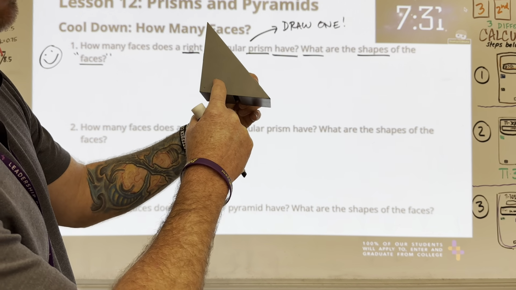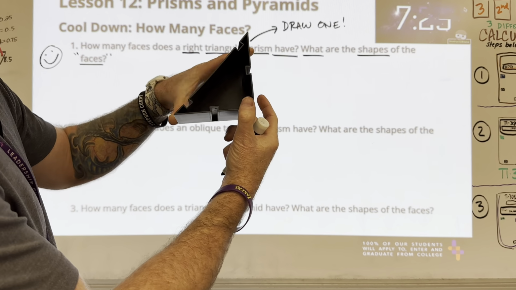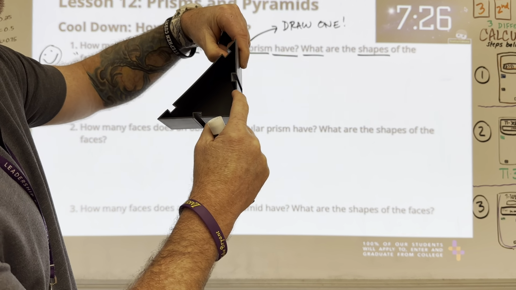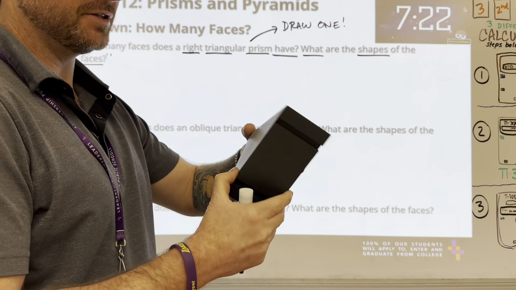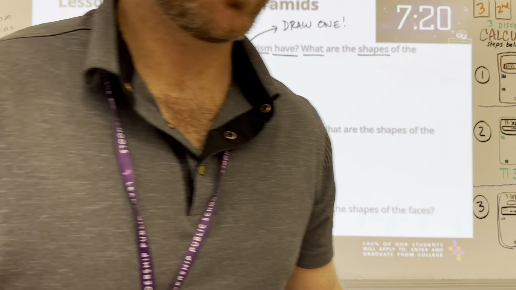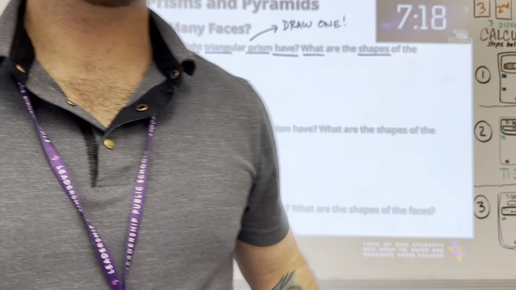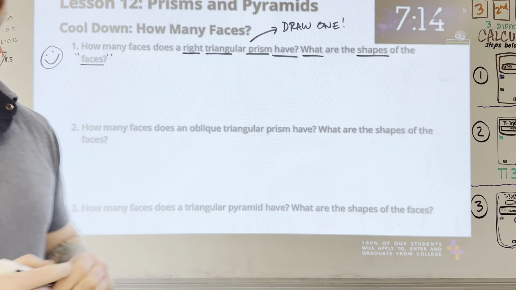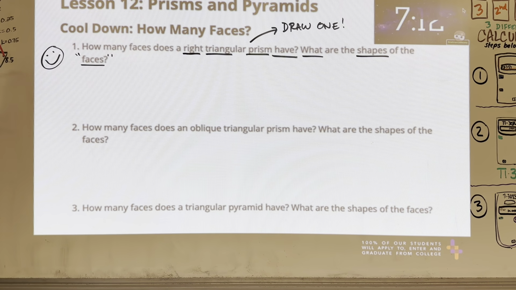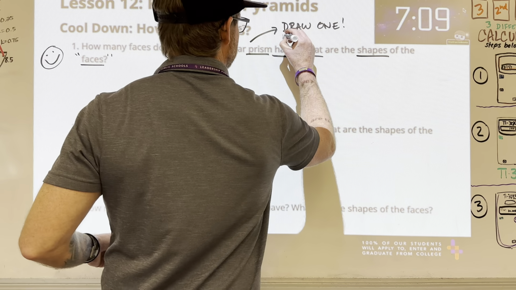There's a right triangle with congruent bases. I already know how many sides it is because I know this is a right triangular prism. It's from my skate park. You'll start to notice everything in my classroom is a prop. But let's draw one. So a right triangular prism.